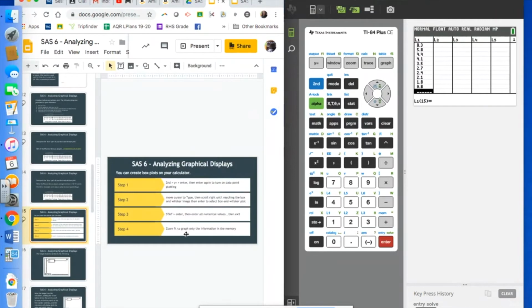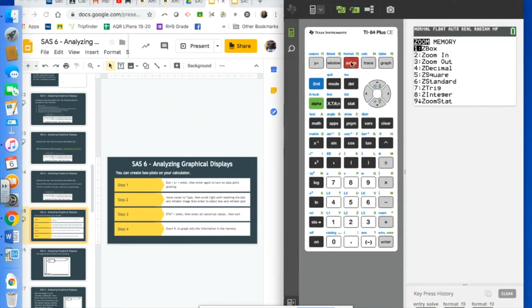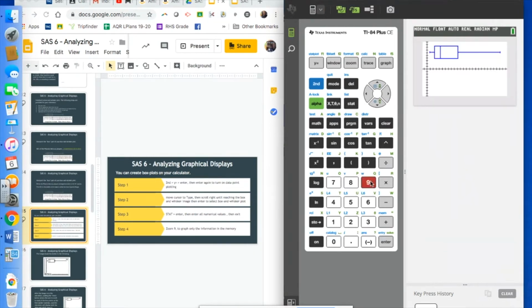Now I zoom 9 to graph only the information in the memory. Now I have all this in memory. If I hit the word zoom here, and I'm going to go to 9, I'm going to zoom to stat. Notice I put all the stat information into the stat column. So if I hit 9, it just pulls and puts in the values I need. Now it's not labeled, but it does look very similar to the one I built here.